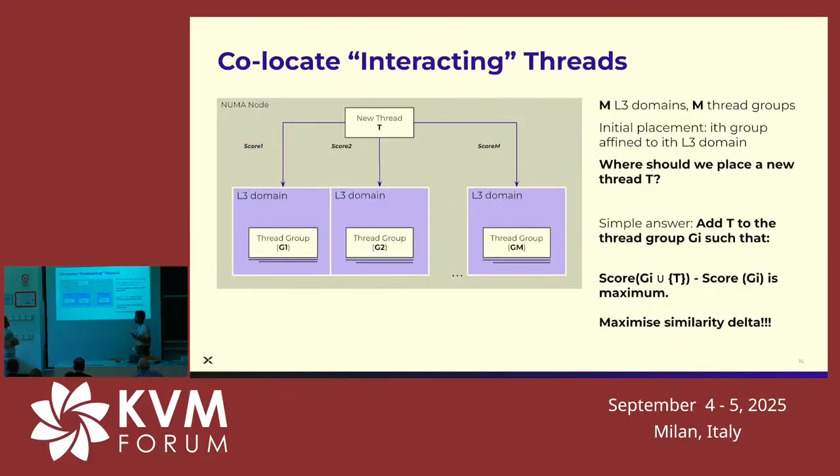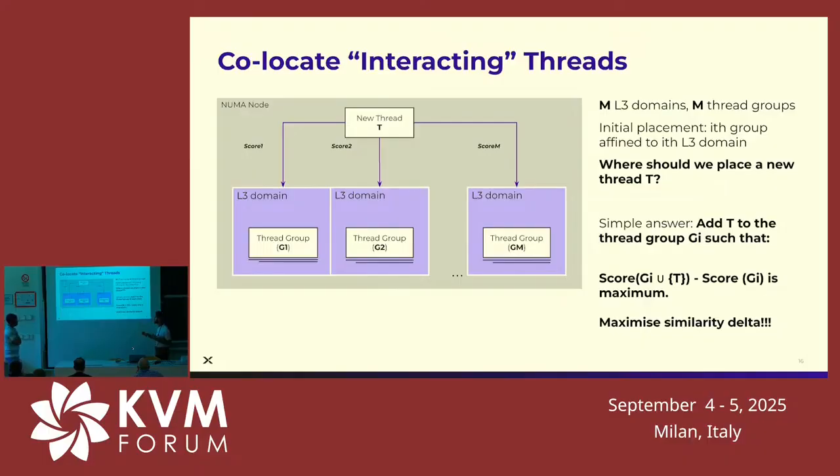Now, once we have identified the interacting threads, the second problem is how do we co-locate them so that they could share cache. So let's say there are M L3 domains on a system. Now the problem is all about classifying the threads into M thread groups. And imagine that there's an intermediate scenario where each L3 domain already has certain threads running on it. Let's say G1 is running on the first L3 domain and so on. Now a new thread T arrives. The question is, where do we place T? Which L3 domain should we choose?